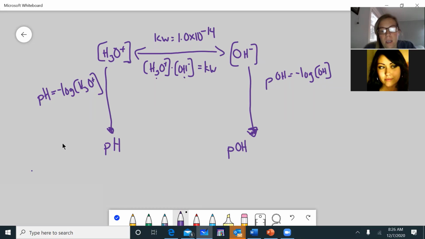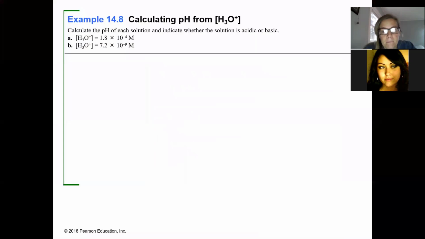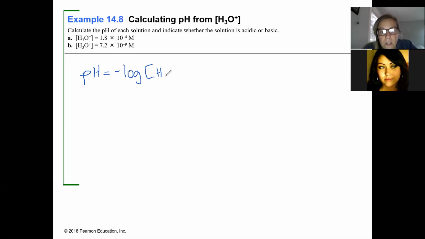So let's try this out here on these slides. Calculate the pH of each solution and indicate whether it's acidic or basic. Looking at this right here, I can already tell that this is acidic. I don't even need to convert it to pH, because looking at this 1.8 times 10 to the negative 4, that's a bigger concentration than 1.0 times 10 to the negative 7, but let's do it anyway. We need to know the pH. So pH is going to equal the negative log of your H3O plus concentration, or the negative log of 1.8 times 10 to the negative 4.